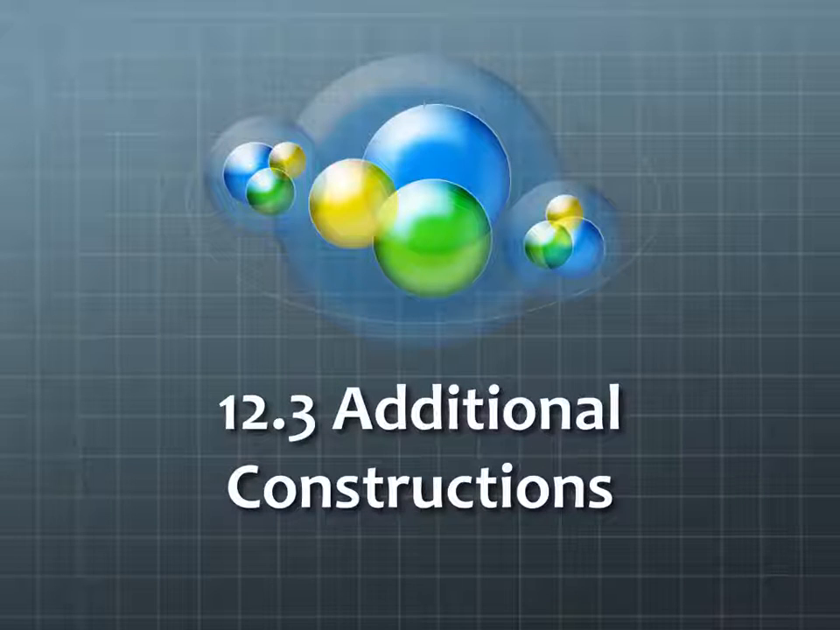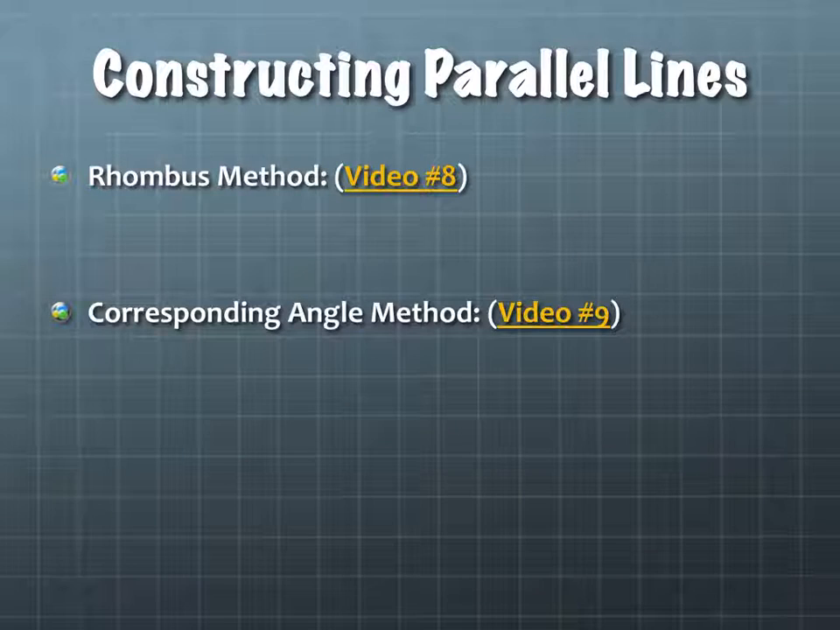Section 12.3, we're going to add to our repertoire of constructions how we can create different things. And we're actually going to construct parallel lines as our next objective. There are two constructions for parallel lines. One is where you can create a rhombus to create the parallel lines. The other is to create corresponding congruent angles. If corresponding angles are congruent, we know lines are parallel because that was a fact that we did back in the last chapter. Do you remember that? So we're going to use two different ways to construct parallel lines.